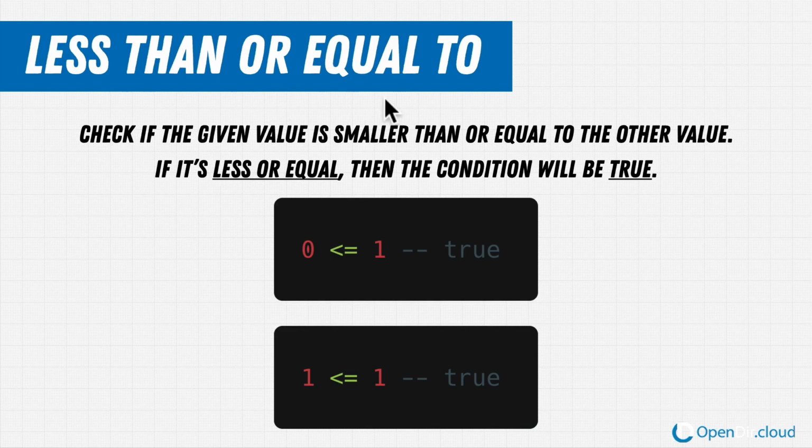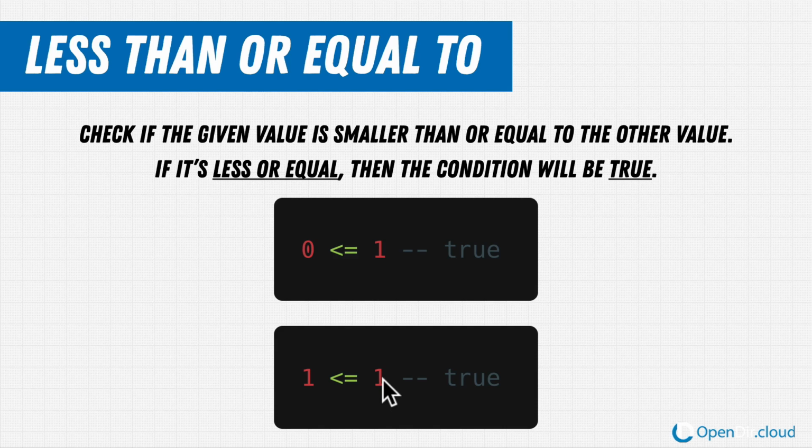Less than or equal to. Check if a given value is smaller or equal to the other value. If it is less or equal, then the condition will be true. So 0 is smaller than or equal to 1. That is true. And 1 is smaller than or equal to 1. That is also true because it is equal. It is not smaller than, but it is equal. If we put 2 here, it would have still been true. If we had put 0 on this side, it would have been false because 1 is not smaller than 0.